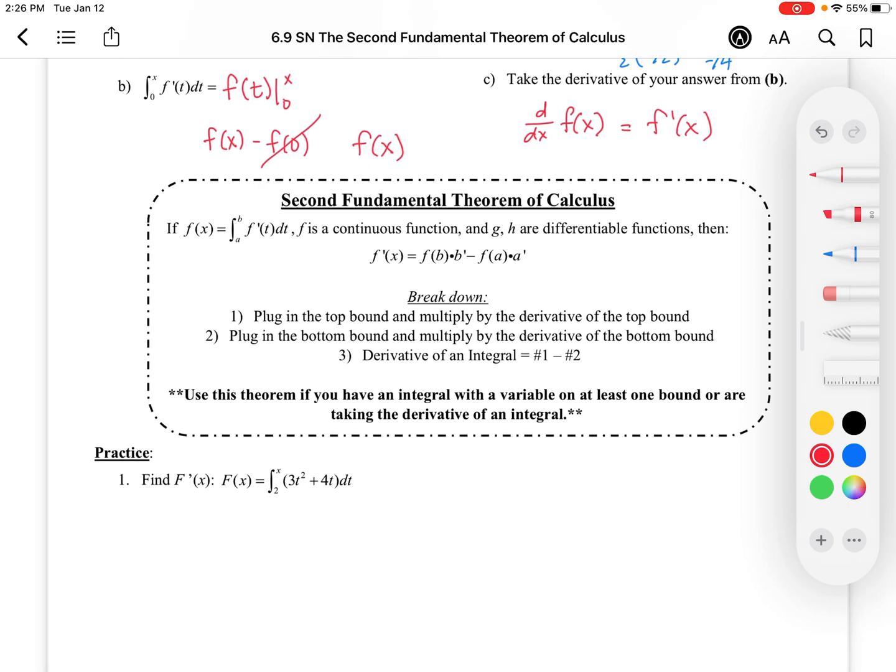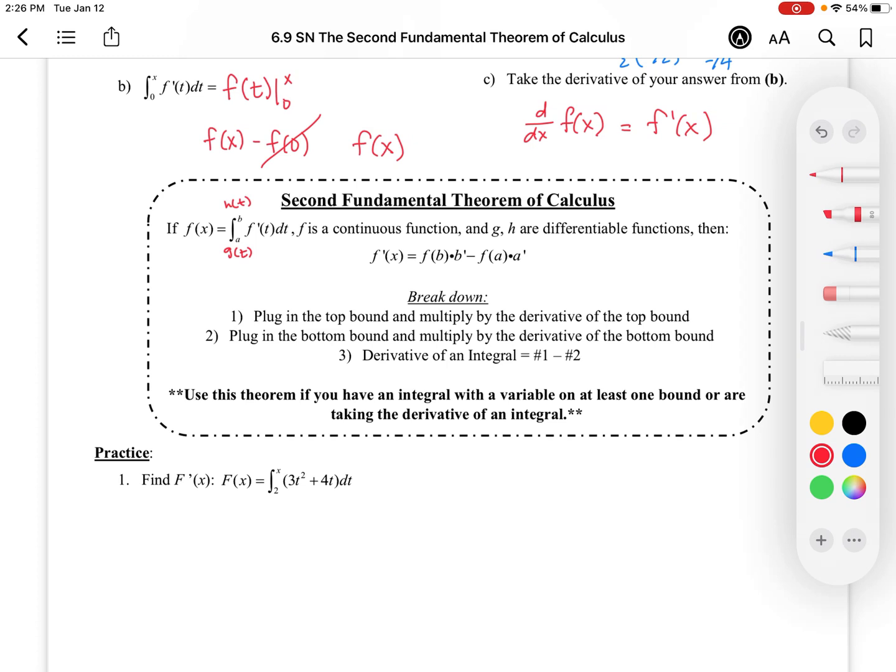The second fundamental theorem of calculus says that if f of x is equal to the integral from a to b of f prime of t dt, if it's a continuous function and g and h are differentiable functions, so sometimes instead of it going from a to b, it could go from a g of, not x, a g of t to an h of t. So that's just saying that both of your bounds are also differentiable. Then f prime of x is equal to this right here.